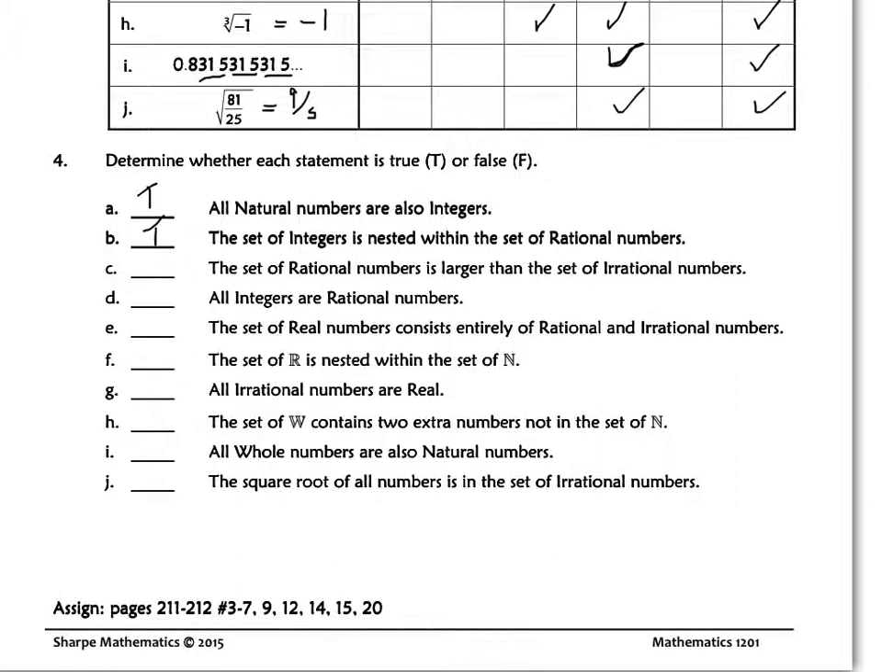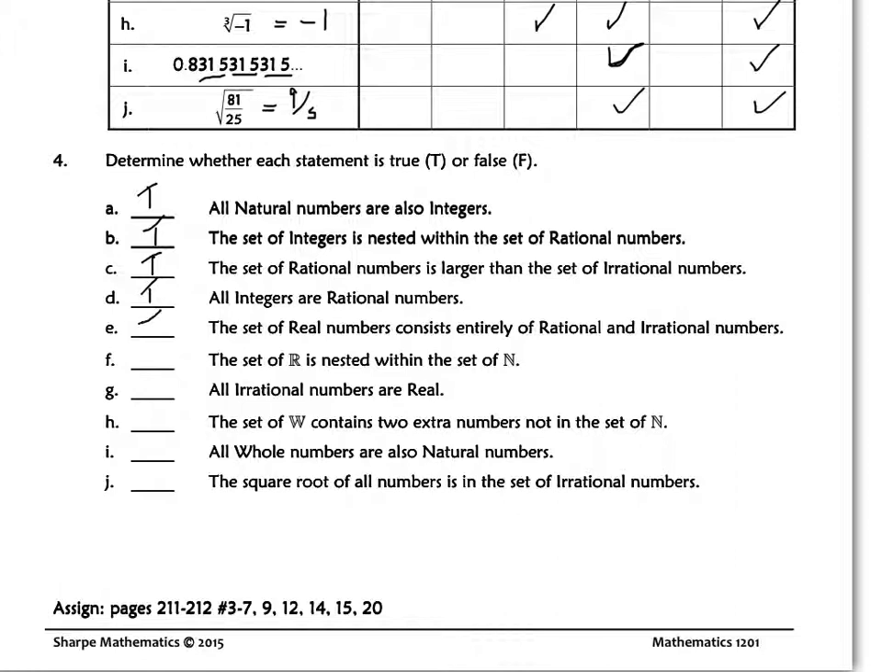The set of rational numbers is larger than the set of irrational numbers. And technically, we talked about that earlier. They're both infinite sets, but it seems like there's a lot more rational numbers for every irrational number, so I would say true to that. All integers are rational numbers, and that would be true, because the integers are a subset of the rational number set. They're embedded within the rational numbers. The set of real numbers consists entirely of rational and irrational numbers.